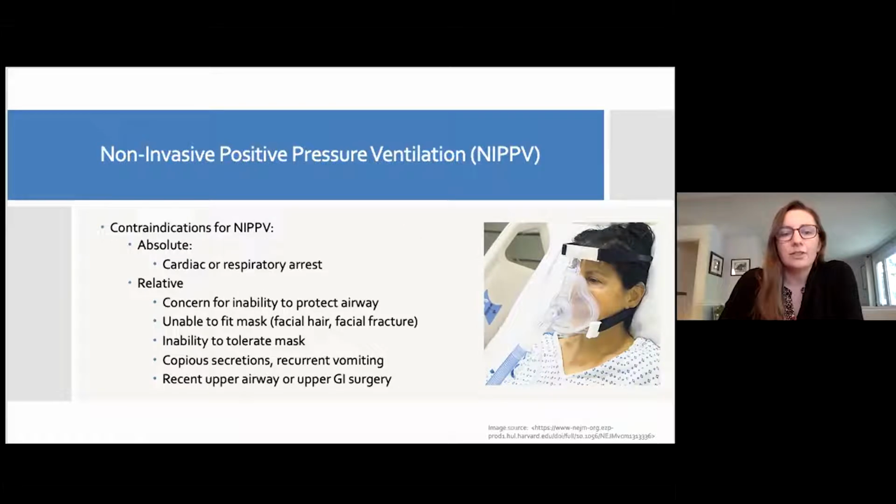Non-invasive is not ideal for every patient, so it's also important to consider contraindications. So the only absolute contraindication for non-invasive positive pressure ventilation is a cardiac or respiratory arrest. Relative contraindications include concern for inability to protect the airway, inability to fit the mask, either due to facial hair, facial fractures, or anything else, inability of the patient to tolerate wearing the mask, copious secretions or recurrent vomiting, and recent upper airway or upper GI surgery.